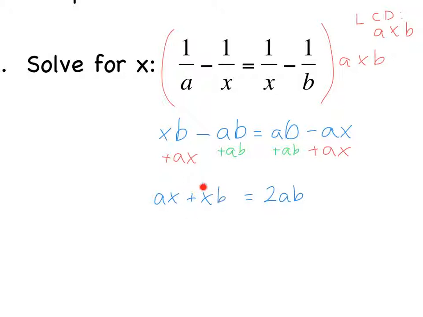X isn't by itself here, but what we should notice is both of these terms have an X in them. So if we factor out the X, we are going to be left with A plus B, and now we're close. How do we get X all by itself? Now we are going to divide both sides by the quantity A plus B. So we'll have X is equal to 2AB all over A plus B. And now we've got X by itself.